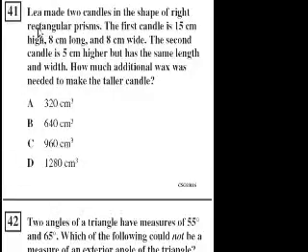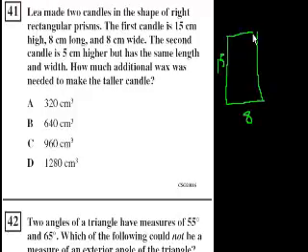We're on 41. Leah made 2 candles in the shape of right rectangular prism. So I'm assuming when they say right rectangular prism, they mean a kind of a 3-dimensional rectangular shape. The first candle is 15 centimeters high, 8 centimeters long, and 8 centimeters wide. So it's 15 centimeters high, so that's 15. 8 centimeters long, so maybe that's 8. And 8 centimeters wide, so maybe it goes back 8, right? So it'll look something like that.